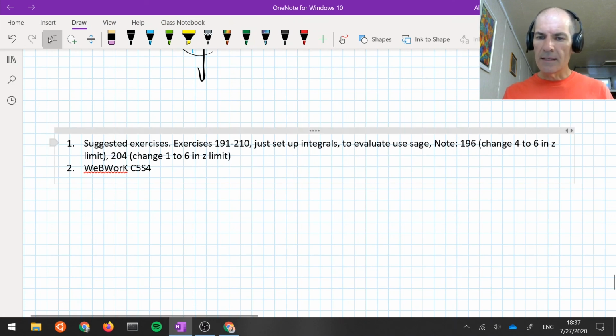You should also note that exercise 196 and 204, I found them to have errors in them, and I've sent a message to the textbook authors. Do a broad selection of the remaining problems, and when you feel like you're ready, go ahead and take the assessment on Chapter 5, Section 4 in WebWork. Thanks.